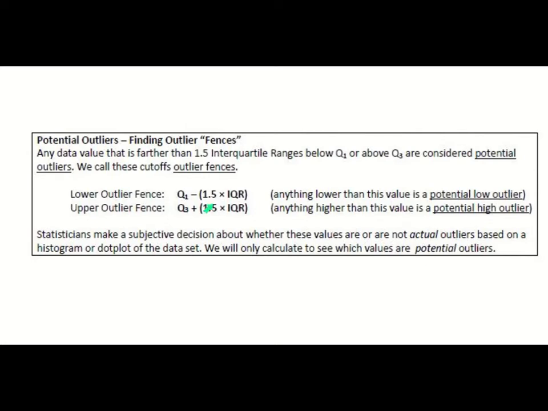So it basically tells you like a cutoff grade. It's kind of like in school when they tell you that 70 is the cutoff grade for passing. So anything below a 70 would be an F. So think of what an outlier fence is that way: anything above or below this is considered an outlier. So statisticians make a subjective decision as to whether these values are actual outliers, they're potential outliers. So we're going to figure that out on the next screen.